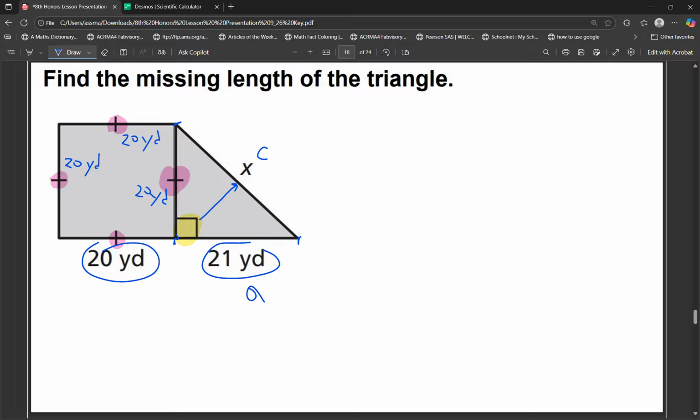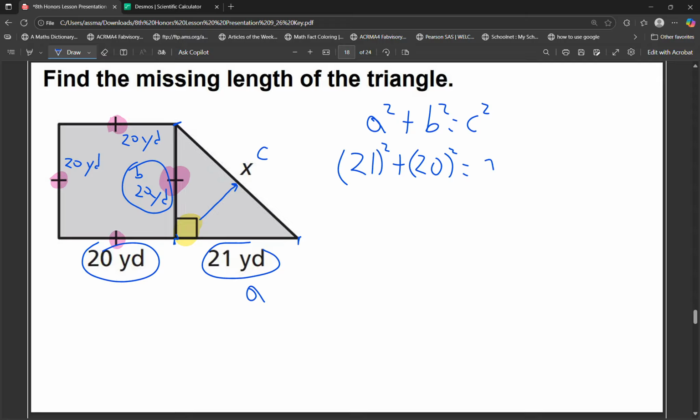So that means I do have my B. My B is going to be 20 yards. Okay? And then I could just go on and do the same thing. I'll have here A squared plus B squared is equal to C squared. My A was given, it's 21 squared, plus, then we have my B, which is 20 squared, and I was able to find it because I knew some properties of geometry and also a square. So I have 20 squared is equal to x squared.